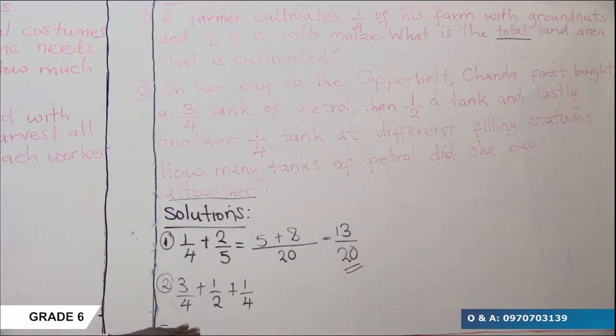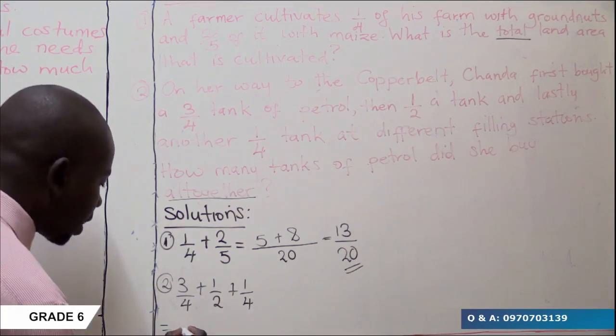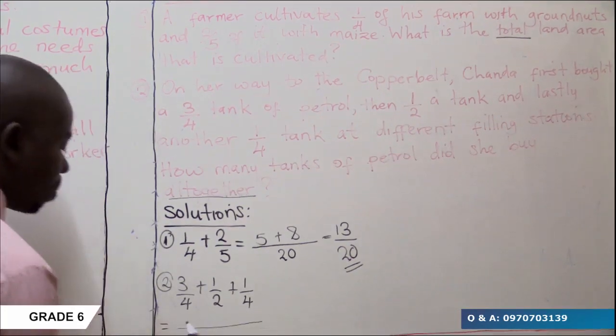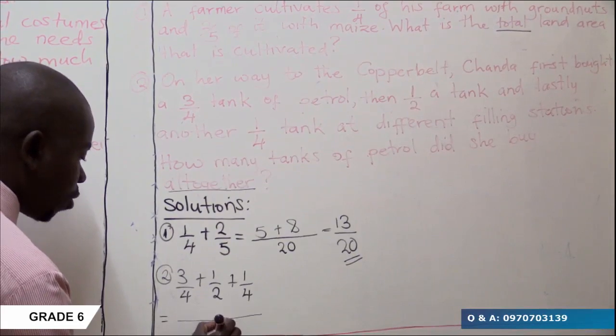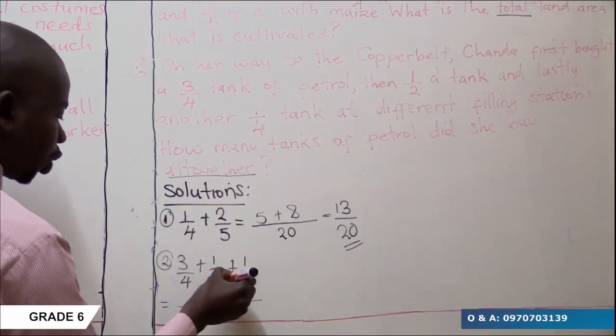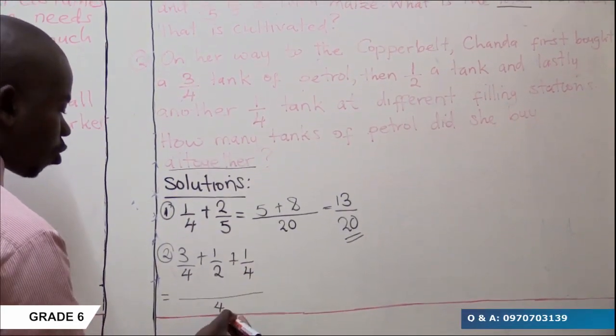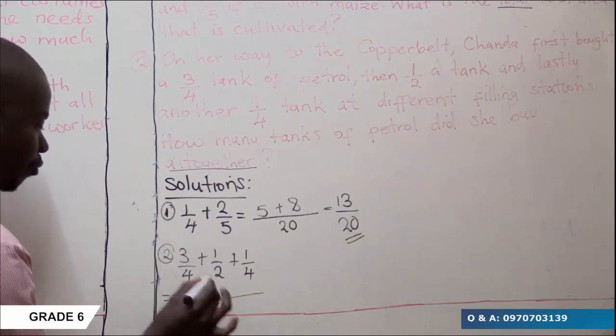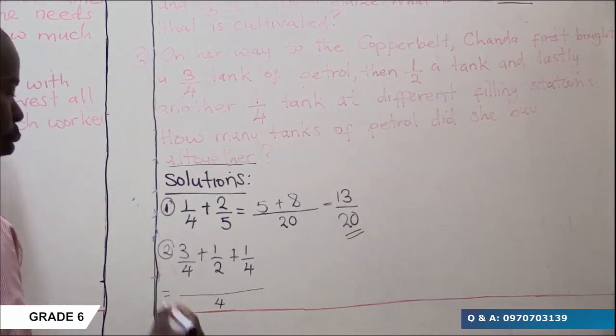What is the common denominator for 4, 2, and 4? The common denominator, boys and girls, for 4, 2, and 4 is 4 itself. The common denominator is 4 because 4 can go in 4, 2 can go in 4, and 4 can go in 4. Okay, so 4 into 4, boys and girls, the answer is 1.